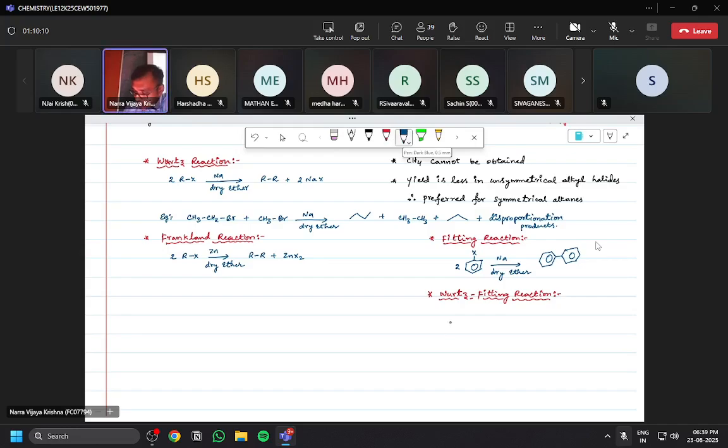So RX is allowed to react with aryl halide, again in the presence of sodium in dry ether. Then it is called Wurtz-Fittig.